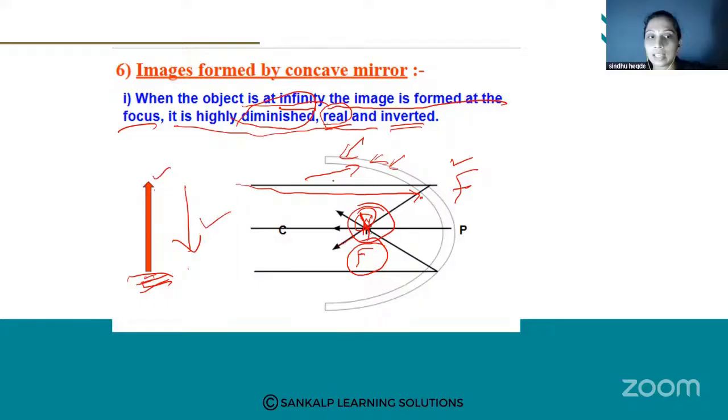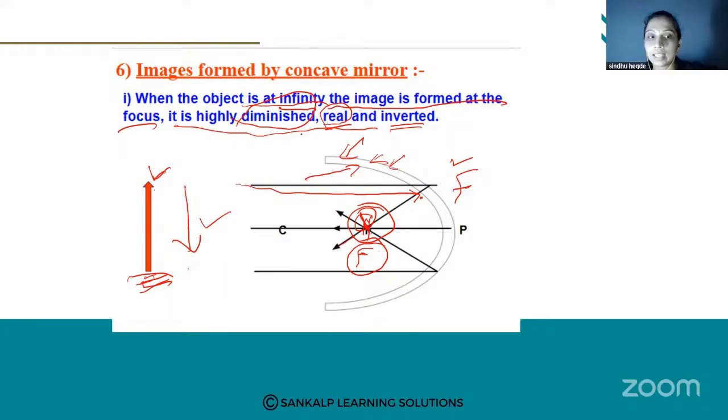See, the first characteristic is that the image is formed at the point F when the object is at infinite distance. In a concave mirror, when the object is at infinite distance, the image is formed at the principal focus, that is the point F. And how is that image?